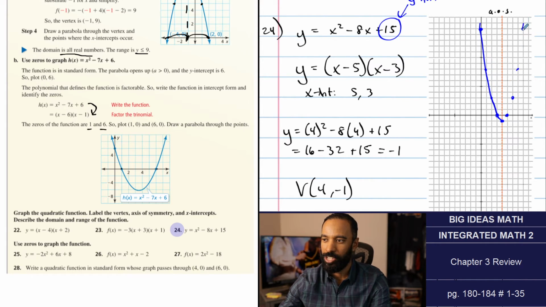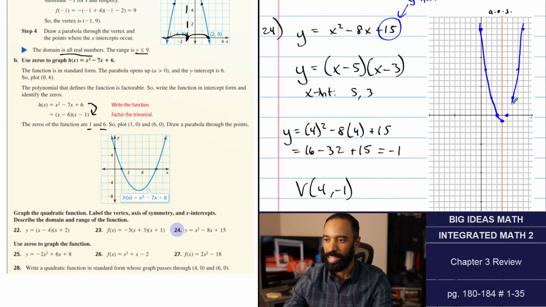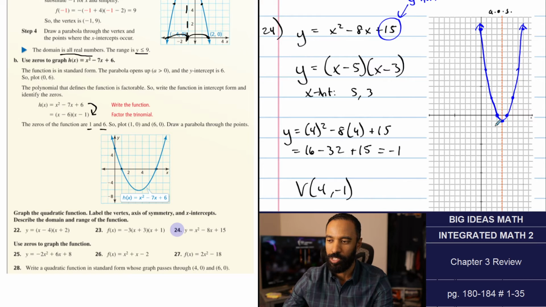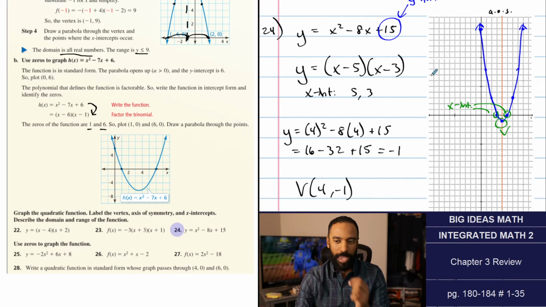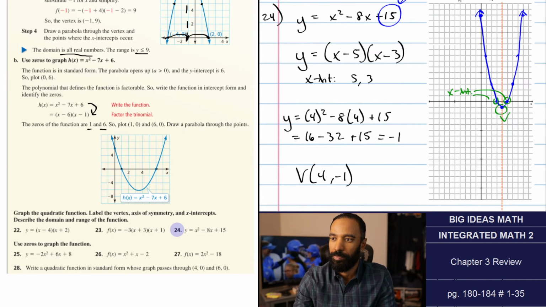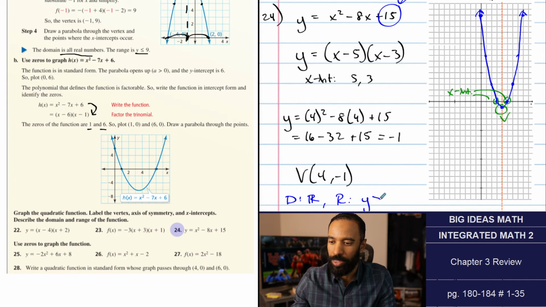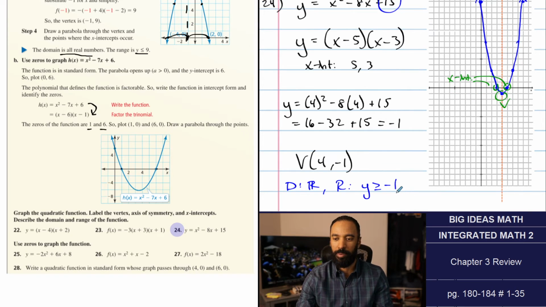Let's get domain and range, and let's get out of here with that set. I am confused as to how the next set of problems work outside of we don't label and say domain and range, but that's the vertex. These are the x-intercepts, and then that is the axis of symmetry. Okay. Oh, domain and range. Domain, all real numbers. Range, y is greater than or equal to negative 1. That's the minimum.